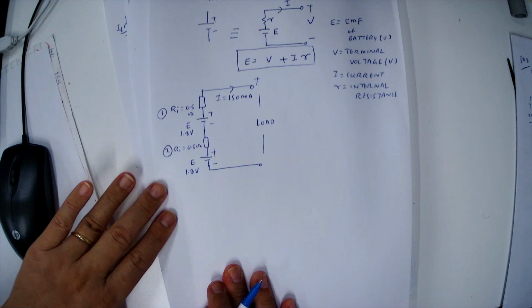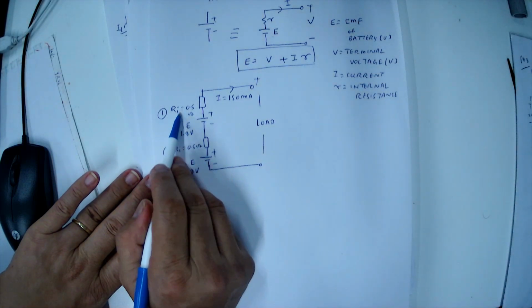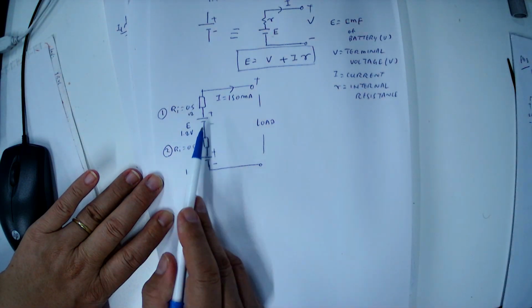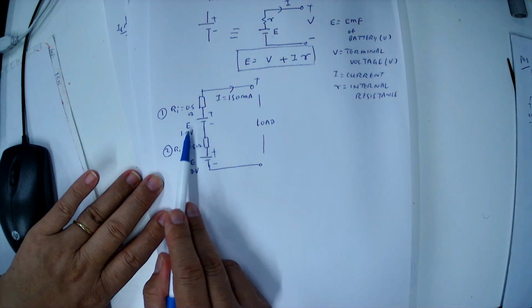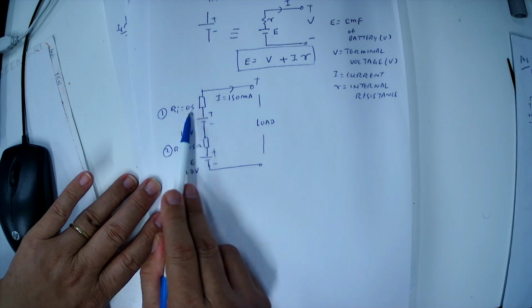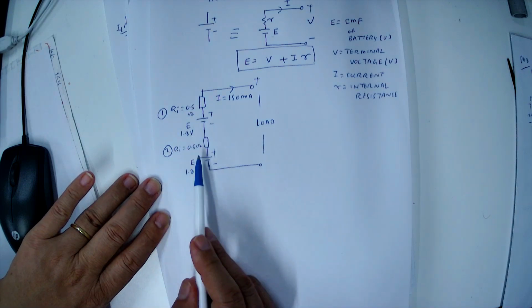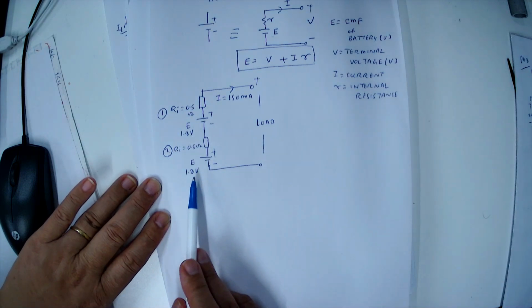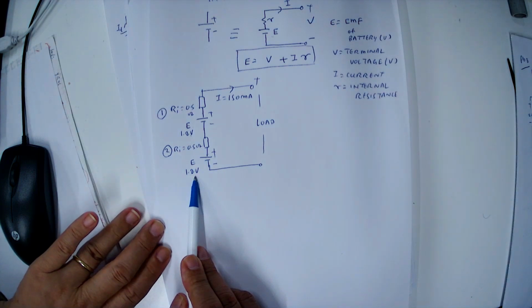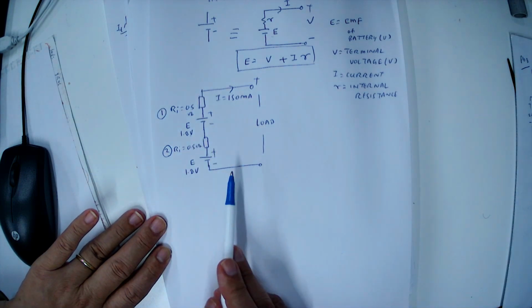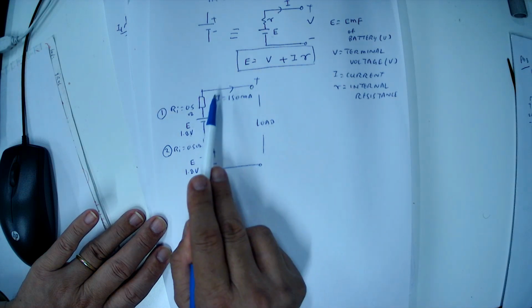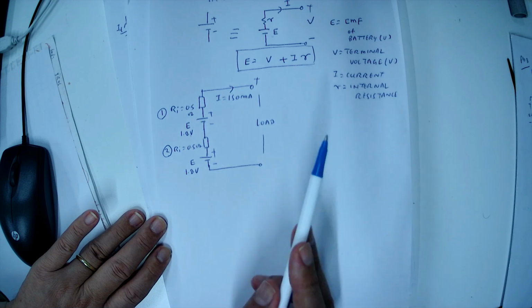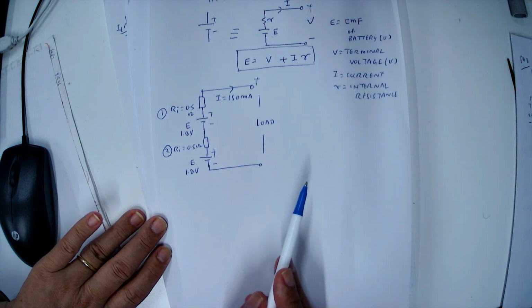There are two batteries. Battery 1 has internal resistance Ri of 0.5 ohm and electromotive force E of 1.8 volt. Battery 2 has internal resistance 0.5 ohm and electromotive force 1.8 volt. The two batteries are connected in series and connected to the load, so the batteries are supplying 150 milliampere to the load.